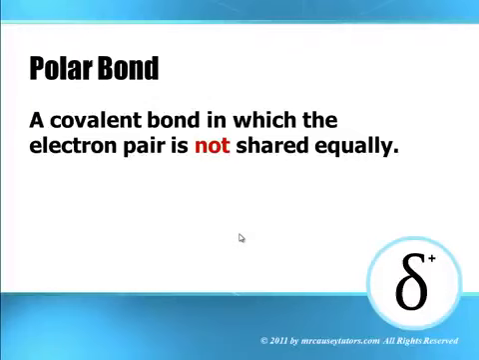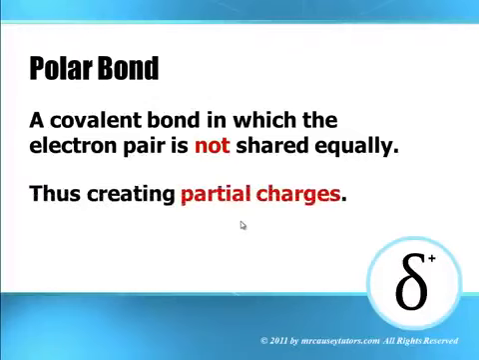A polar bond is a covalent bond in which the electron pair is not shared equally. And because it's not shared equally, it's creating a partial charge. Now, it's not a full charge or a big charge like an ionic charge, but it's a charge where the oxygen in an oxygen-hydrogen bond might be getting the electrons a little bit more than the hydrogen. This is called a polar bond, because you create a little bit of a negative charge on the oxygen, and a little bit of a positive charge on the hydrogen.